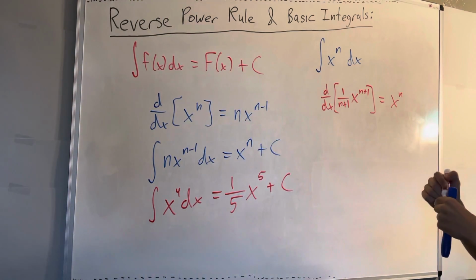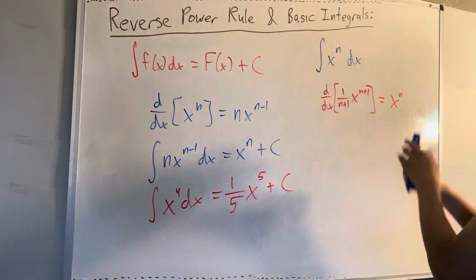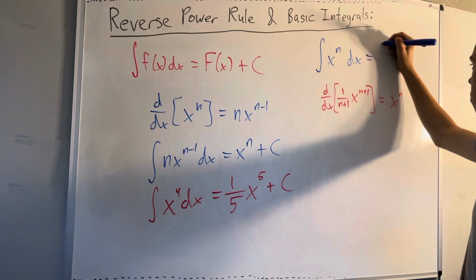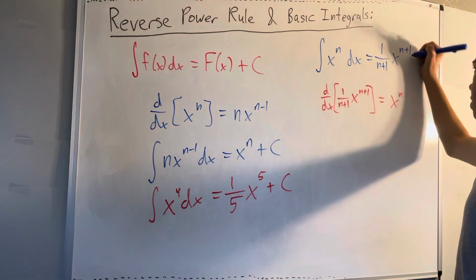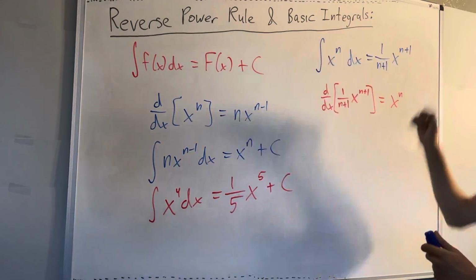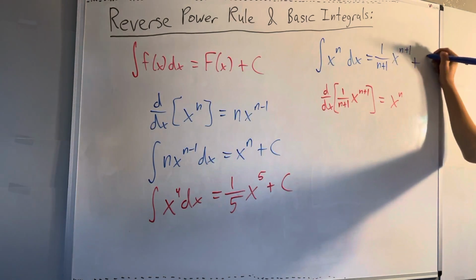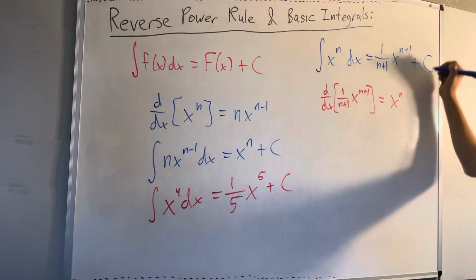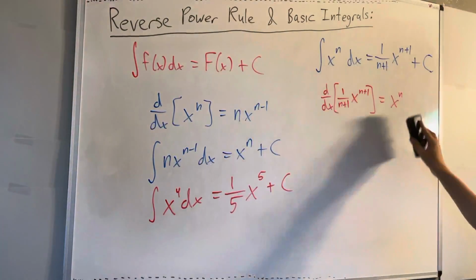And so that's the whole idea of what this is going to be equal to. This is the whole idea of the reverse power rule. It's 1 over n plus 1 times x to the power of n plus 1. And yeah, you could write it as x to the n plus 1 divided by n plus 1, but I like to write it like this. So this right here, actually I forgot to add plus c. This is the whole idea of the reverse power rule. And so yeah, that's pretty much how it works.